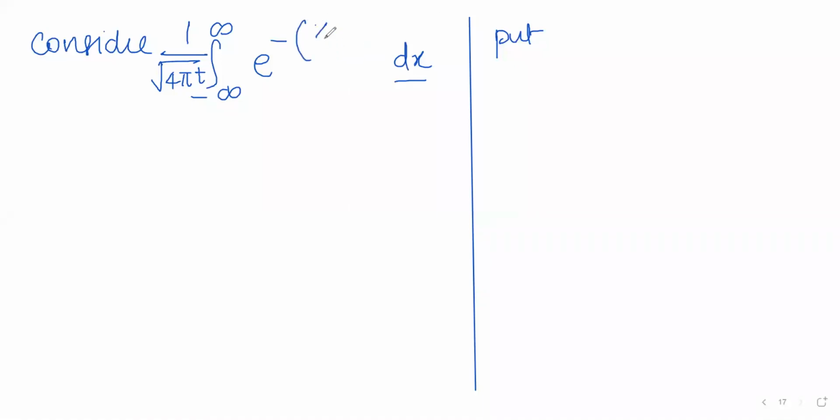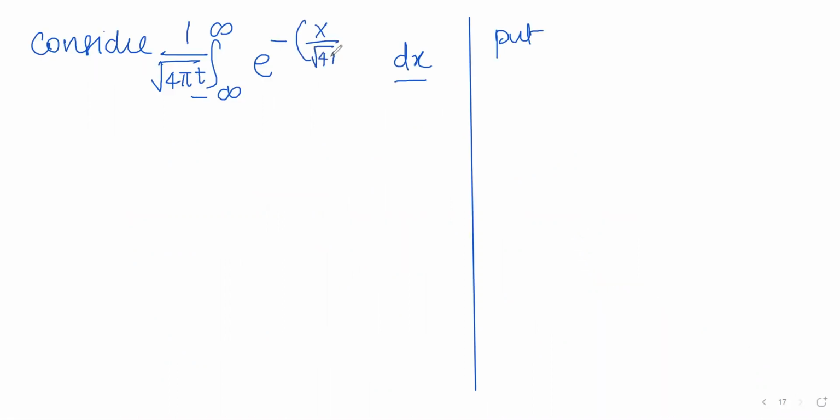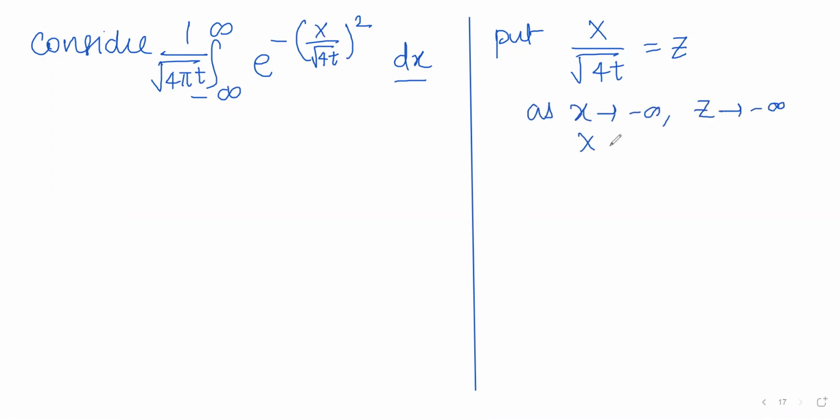Minus x upon, what was that? It was under root 4t, so this thing was earlier better, 4t squared. So put this entire quantity x upon under root 4t to be equal to z. Now there is no effect on the limits. As x tends to minus infinity, z will tend to minus infinity, and when x tends to infinity, z also tends to infinity. Now you have to worry about this dx. So dx, differentiate this directly and take this quantity on the right hand side, under root 4t, then dz.